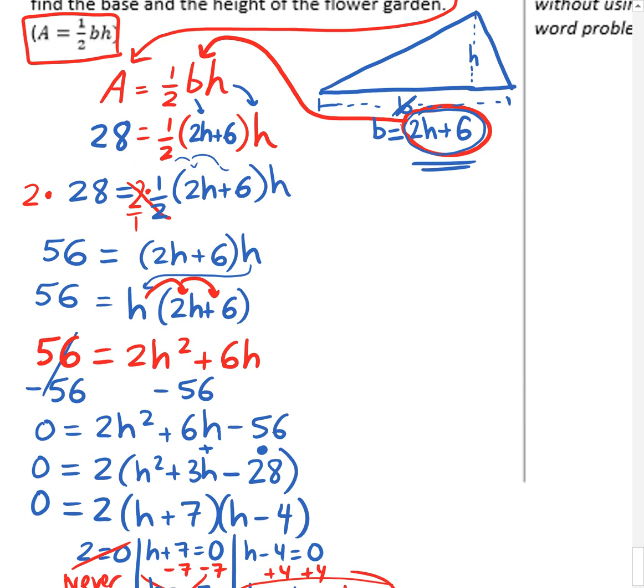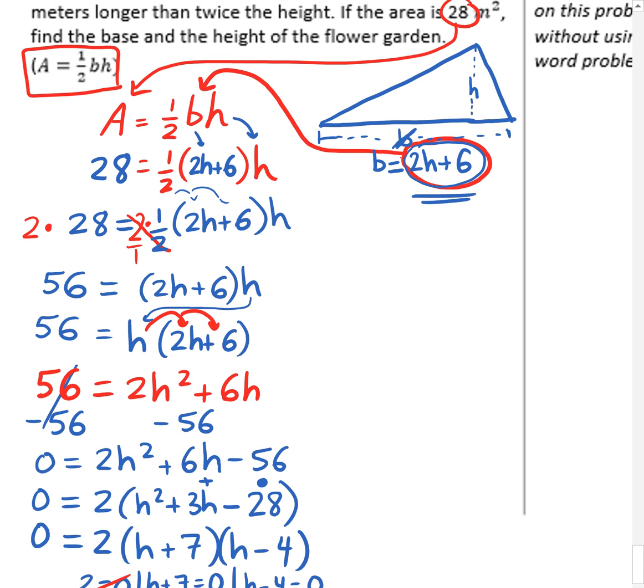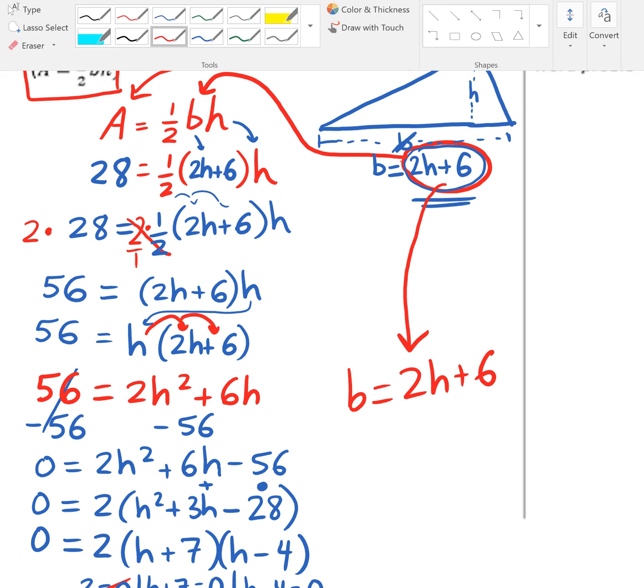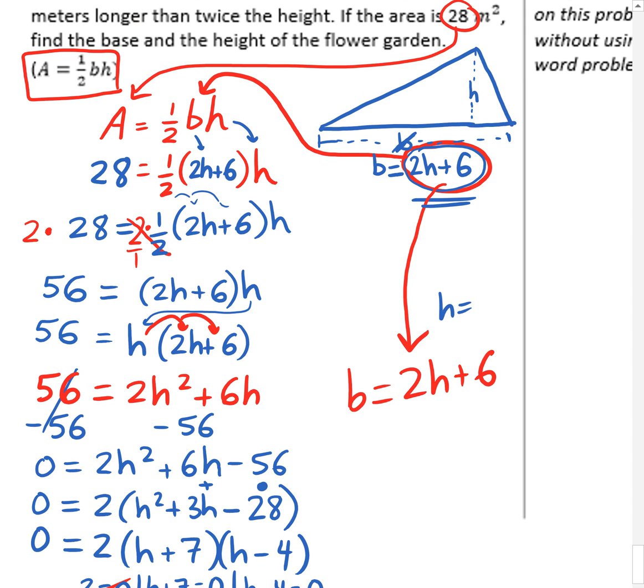Is that all they asked for, or do they want the base too? Yeah, they said find the base and the height. Okay, well, we found the height. The base isn't so bad, because remember, we had this little expression for the base. The base is 2h plus 6. And now that we know the height is 4, we just found it. I can just replace 4 here, and that'll tell me base. 2 times the height, which is 4, plus 6. That's 8 plus 6, which is 14.